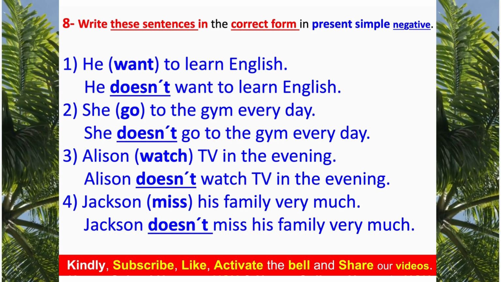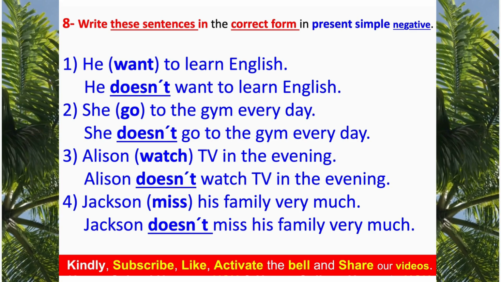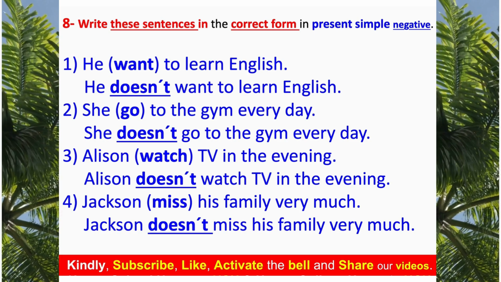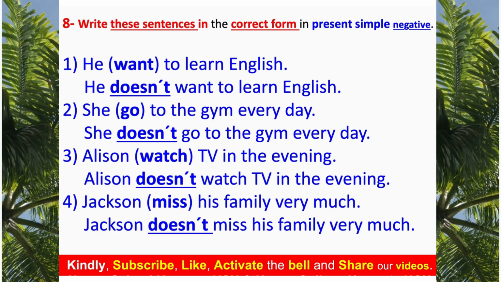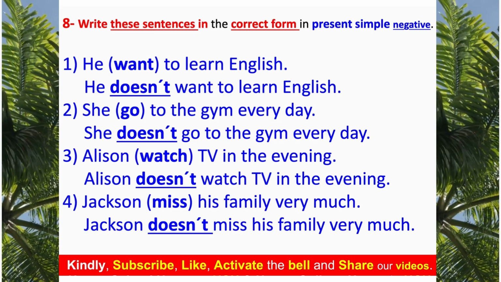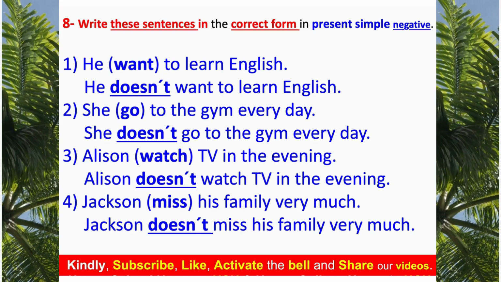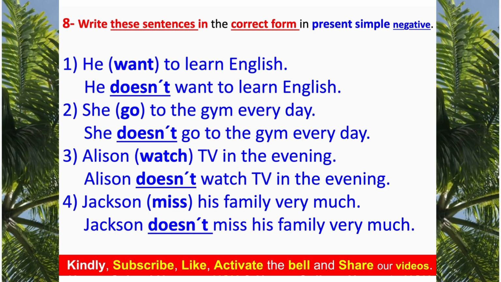Now I explain to you the answer, why we put doesn't in the negative form. So when we have verbs, for example, want, go, speak, travel, so these normal verbs, always in the negative form with he, she, it, we put doesn't. Let's go to the next question.